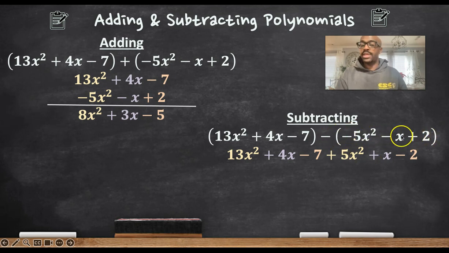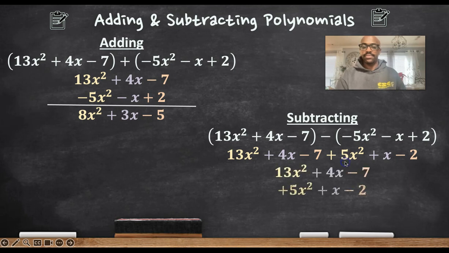When you distribute that negative 1 throughout, don't just bring the negative down. You've got to bring whatever the sign of this term down. That sign is now a positive 5x squared. That's why it's a plus 5x squared here. So now let's go ahead and stack them. From here, you got 13 plus 5 gives you 18x squared. And then you have 4 plus 1 gives you 5x. And then negative 7 minus 2 gives you negative 9. So this is your final result.